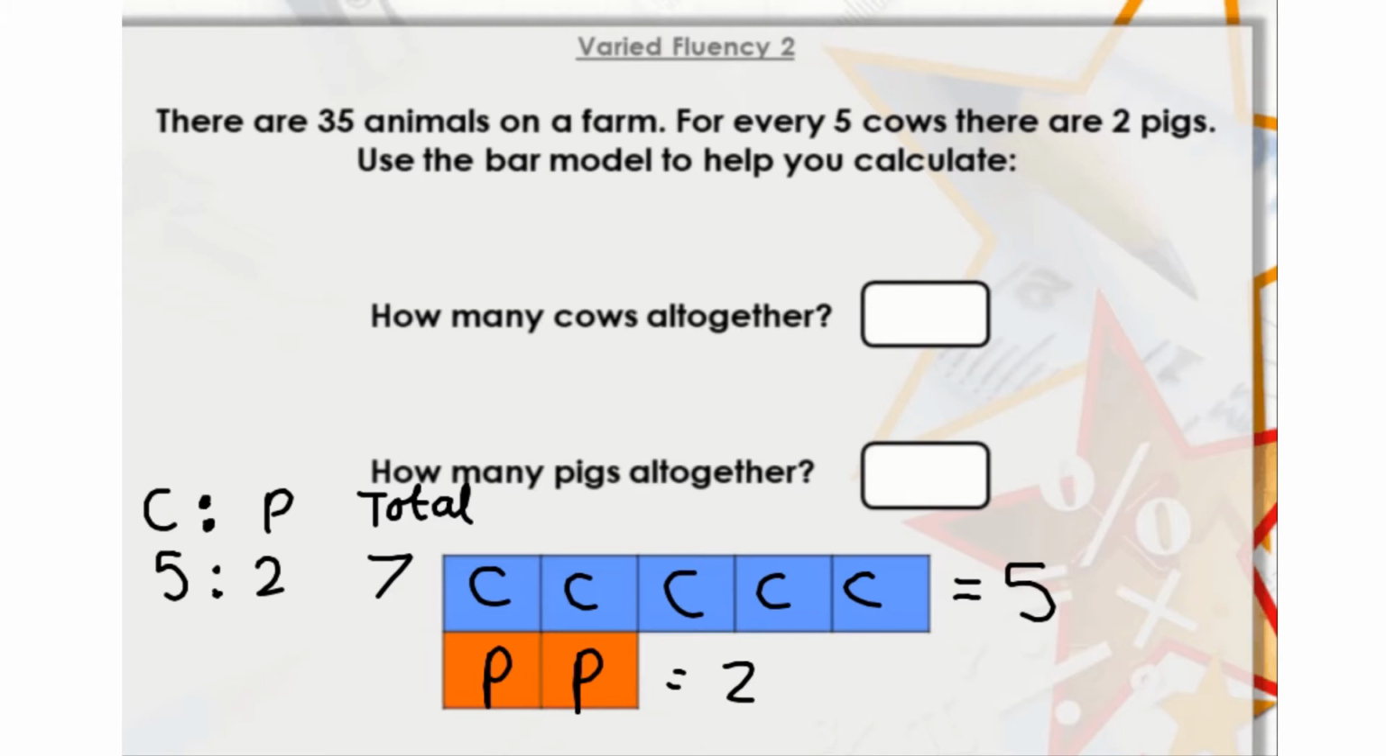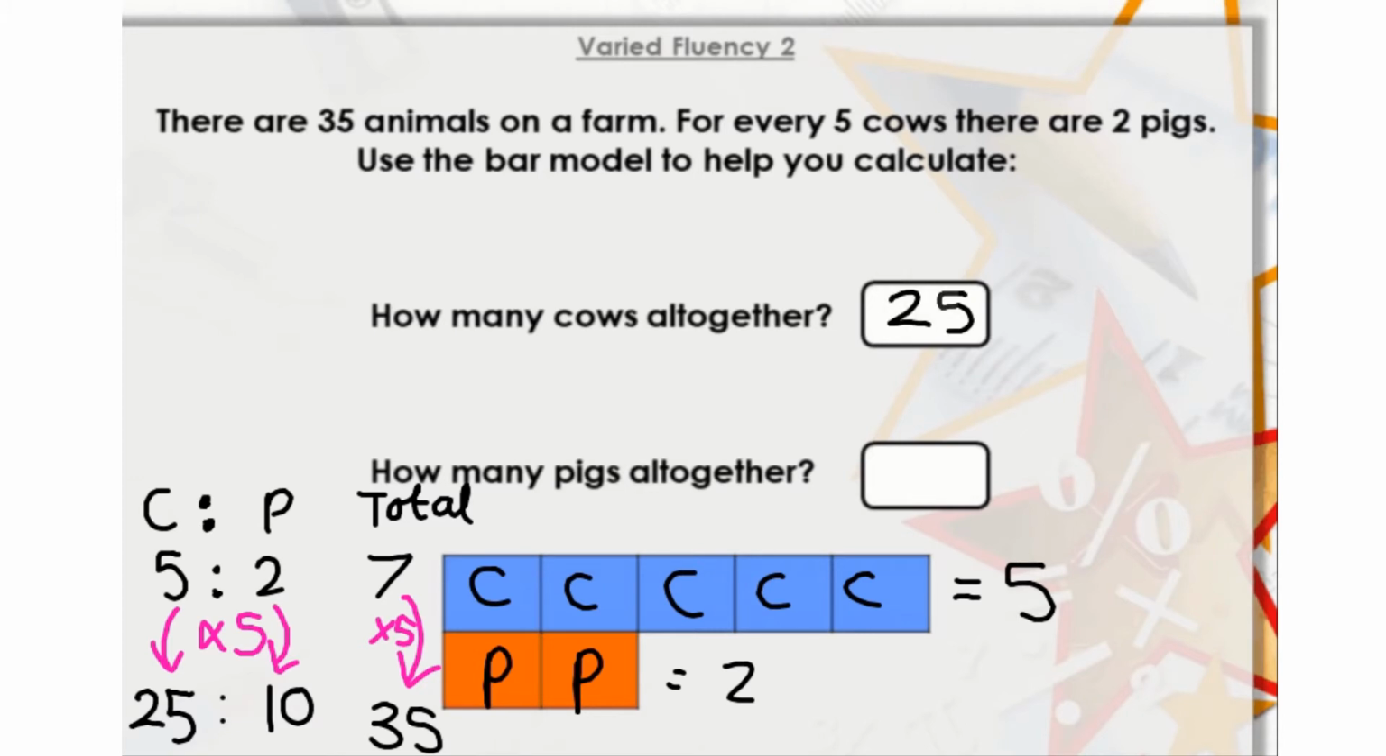So if we want to convert 7 to the correct total, we're actually going to be multiplying that by 5. So we'll have 35 animals on the farm, which just means we have to multiply both of these by 5 as well. So we are going to end up with 5 times 5 is 25, and 2 times 5 is 10. So there should be 25 cows altogether, and there should be 10.